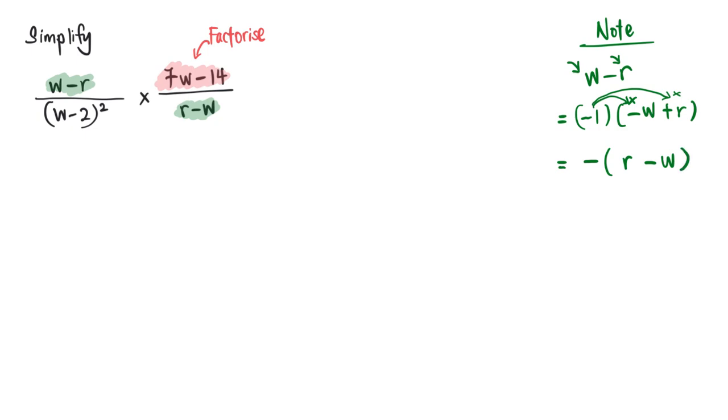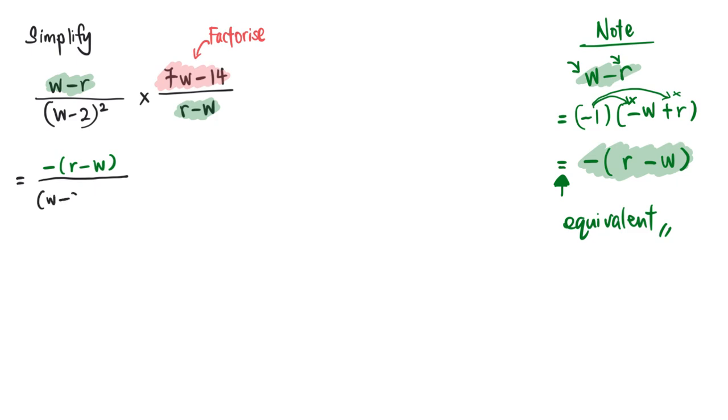So that w minus r and negative r minus w, they are equal to each other, meaning they are equivalent forms. Okay, they are equivalent. Equivalent means that we could then write it as such. I would then write w minus r as negative r minus w.